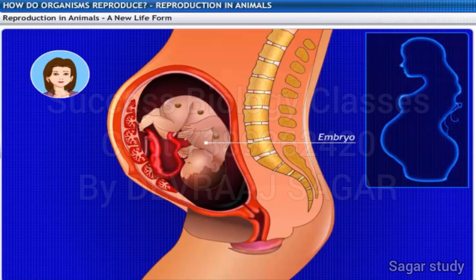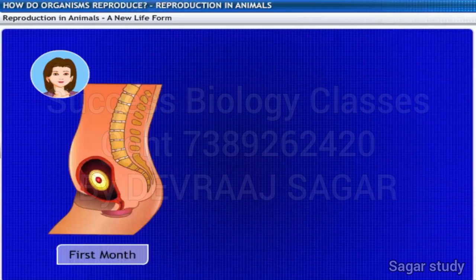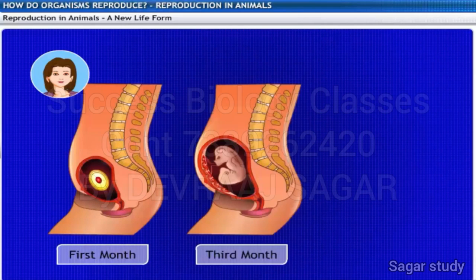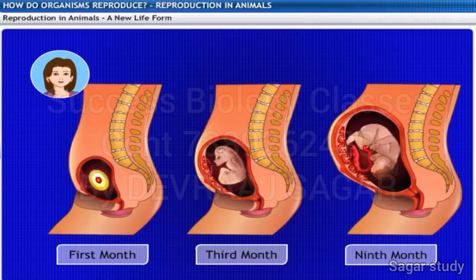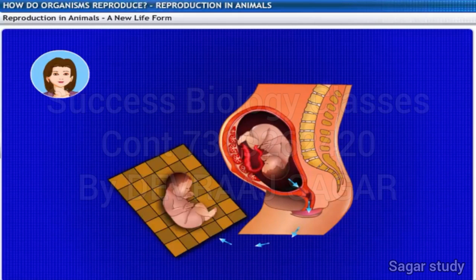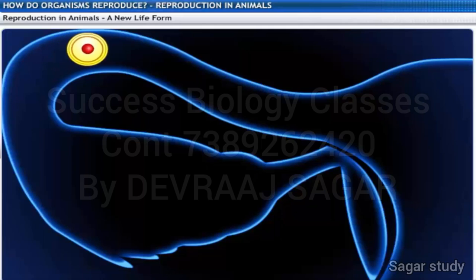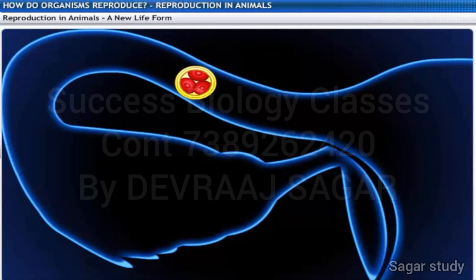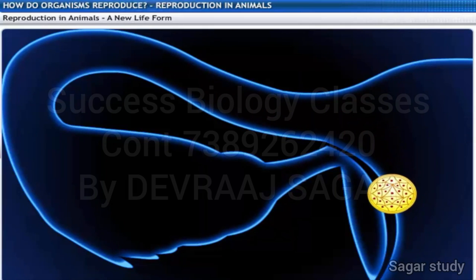The developing embryo will also generate waste substances which can be removed by transferring them into the mother's blood through the placenta. The development of the child inside the mother's body takes approximately 9 months. The child is born as a result of the rhythmic contractions of the muscles in the uterus. Now, isn't that incredible? This fusion of the sperm and the egg has resulted in the formation of a new life form.